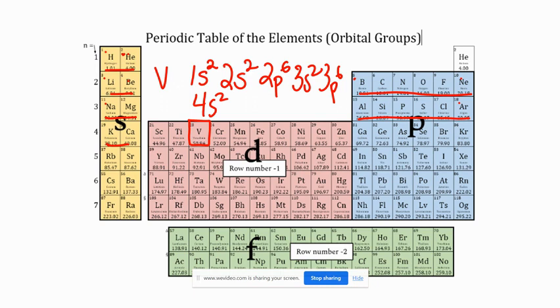Now, after those, I come over here. 3D. Yes, because remember, your N value when you get to the D block is your period minus 1. So this is going to be 3D, and I only need 3 of them. Make sense?